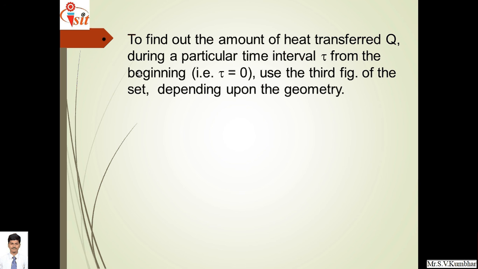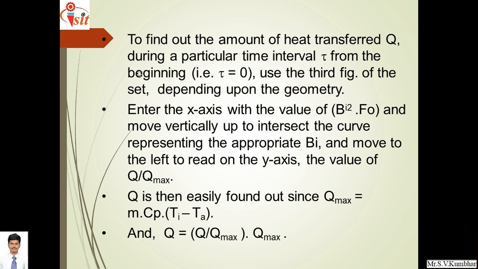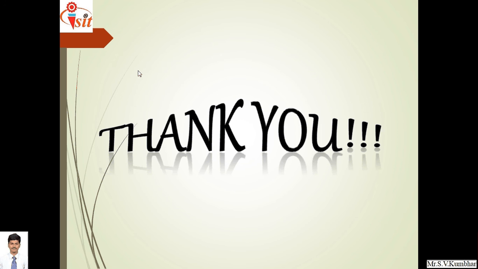To find out the amount of heat transferred, Q, during a particular time interval t from the beginning, that is t equal to 0, use the third figure, that is Q upon Q max, depending upon the geometry. Enter the x-axis with the value of Bi square into Fo and move vertically up to intersect the curve representing the appropriate Biot number, and move to the left-hand side to read the y-axis, the value of Q upon Q max. Q is easily found out since Q max is equal to m cp Ti minus Ta, and Q is equal to Q upon Q max into Q max. So Q can be easily calculated.